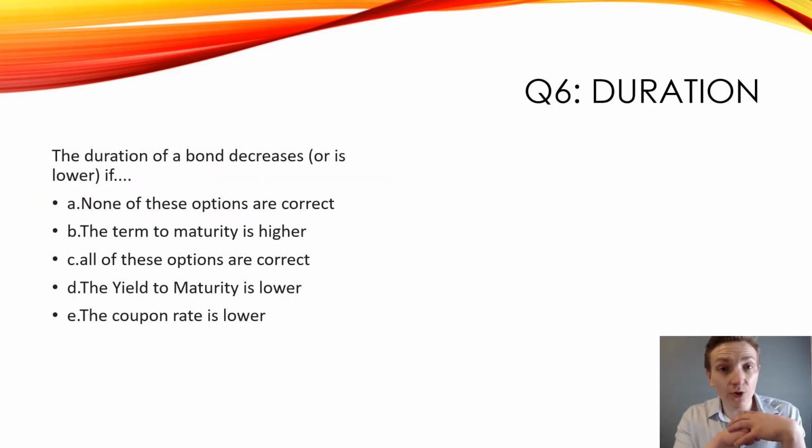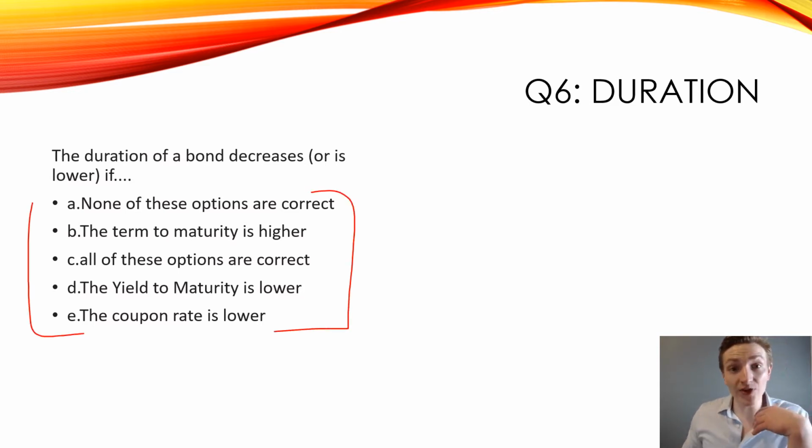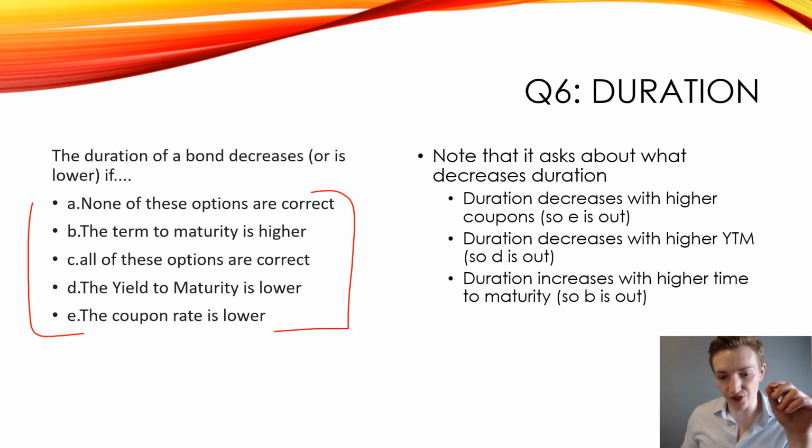And again, we have another question about duration. We're basically asked when will the duration of the bond decrease? And we have a few options here. So let's work through which of these options is correct or incorrect. Say we go with the first one. Duration decreases if the term to maturity is higher. That's wrong. Duration increases with the time to maturity.